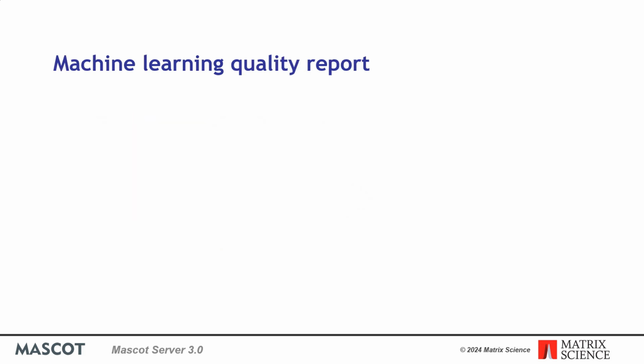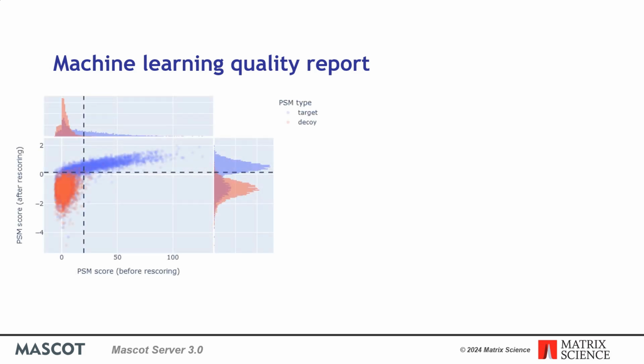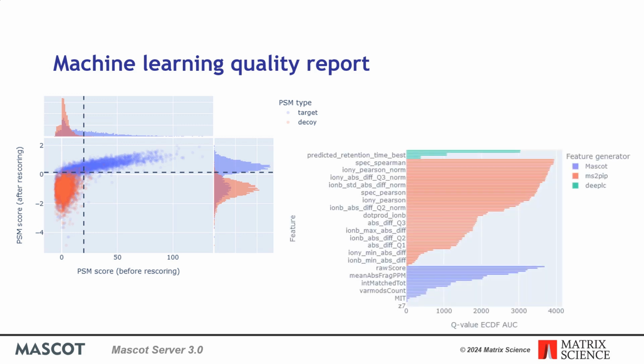Refining results with machine learning often gives a big improvement, but it's not infallible. Many things can go wrong. How do you know it's working correctly? In Mascot Server 3.0, you don't have to blindly trust the software. We provide a machine learning quality report, which takes the guesswork out of machine learning and shows you what happens behind the scenes. The report includes plots like the score comparison of target and decoy matches, the relative importance of each feature like predicted retention time and precursor mass error, and various DeepLC and MS²PIP model performance metrics.